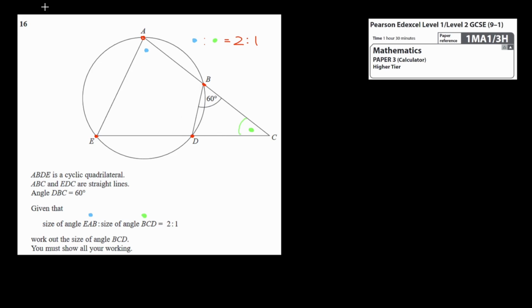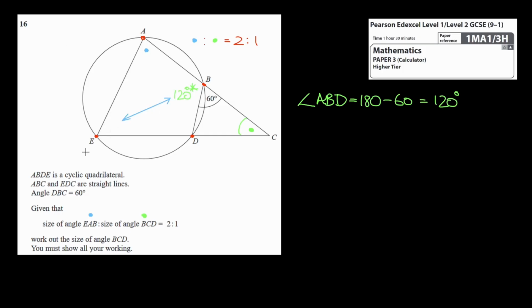How do we do it? Well, we've somehow got to use this 60 degrees and move it to other parts of the diagram. So first of all, I can say that because ABC is a straight line, the angle ABD, which is this one here, must equal 180 minus 60, which is equal to 120 degrees.